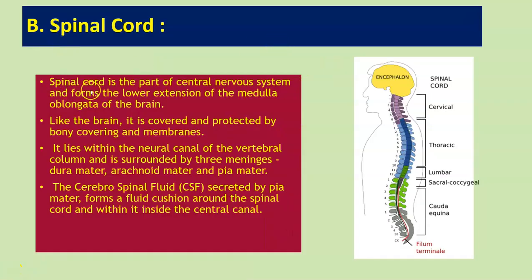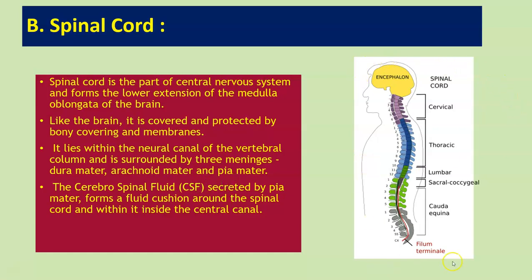Spinal cord. Students, the spinal cord is part of your central nervous system and forms the lower extension of the medulla oblongata of the brain. Like the brain, it is covered and protected by a bony covering and membranes. It lies within the neural canal of the vertebral column and is surrounded by three meninges, that is the dura mater, arachnoid mater and the pia mater.